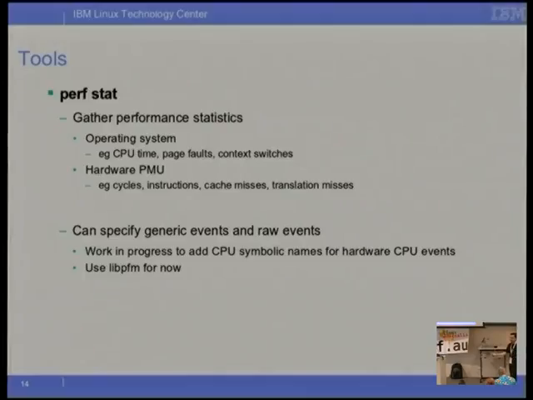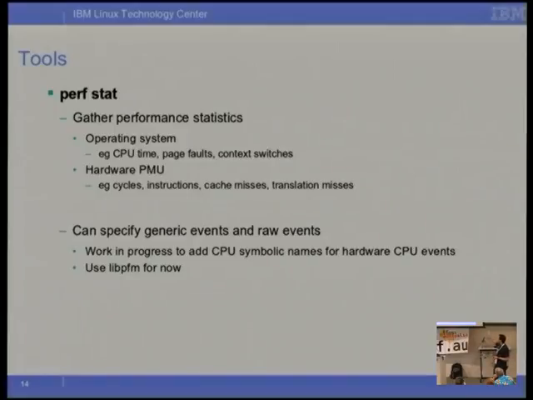Perf stat's probably the easiest place to start. Perf stat is just a way of getting performance statistics, both kernel statistics and also performance monitor statistics off the hardware, so you can basically drill down in either direction. With the operating system ones, you can look at things like how much CPU time have I used, how many context switches have I had, how many page faults have I had, all that kind of interesting statistics.